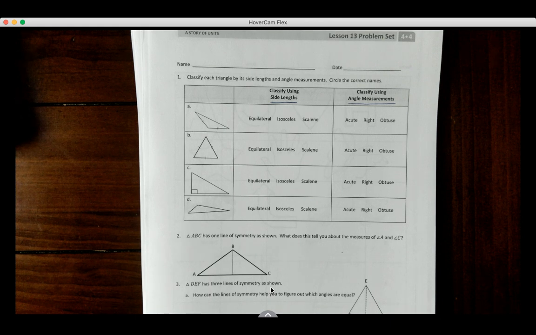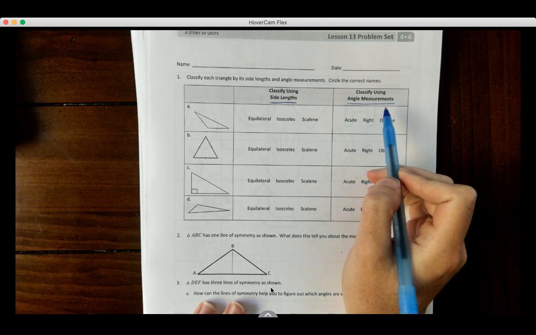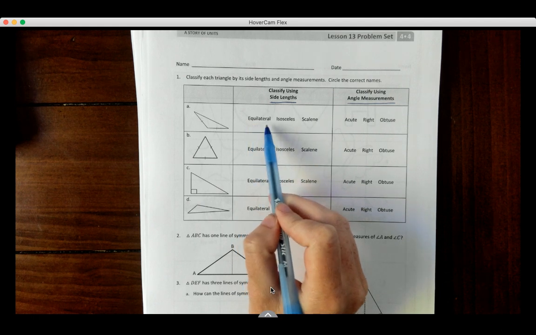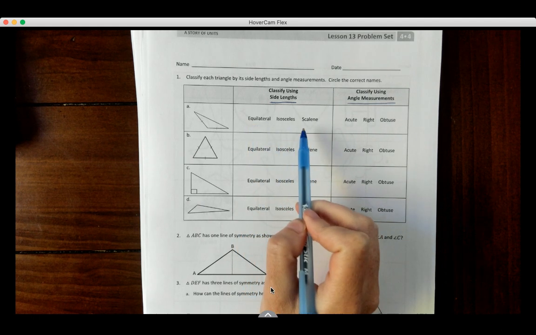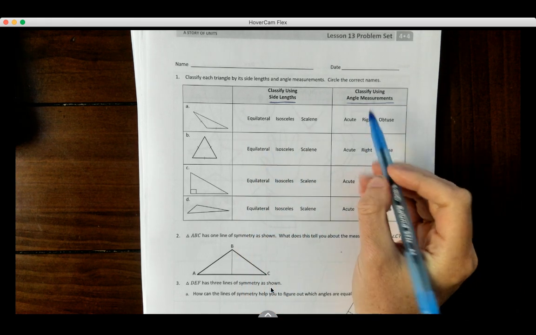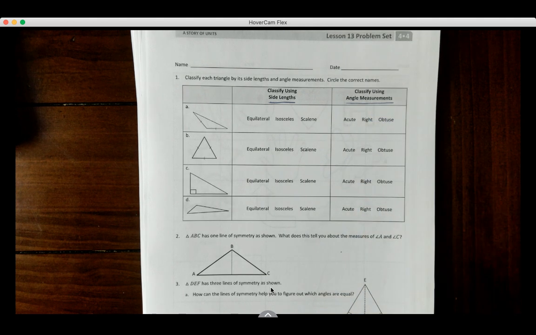I am so excited that we have made it to our last week of math. We are going to do lesson 13 today, and it's all about classifying triangles. Now, triangles can be classified by side lengths and angle measurements. So the side lengths that a triangle can have are equilateral, isosceles, and scalene, and we're going to talk about what each triangle looks like. Then we have acute, right, and obtuse for triangles.